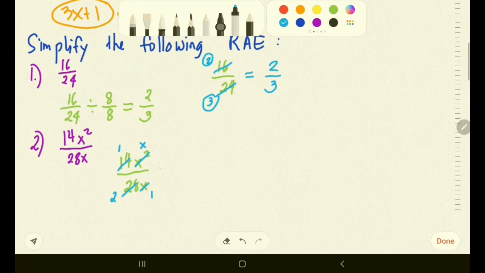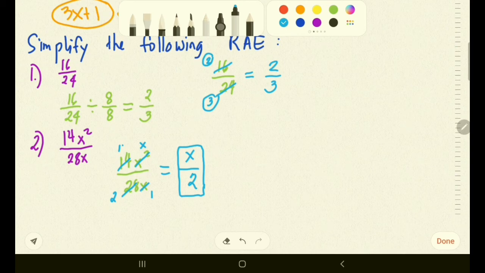Now, let's proceed. So you multiply the remaining numbers or expressions. So you have your 1 times x, that is of course x. 2 times 1, that is 2. Okay, that's it. So the simplified form of 14x squared over 28x is x over 2.